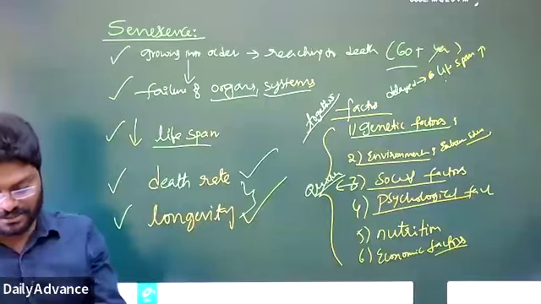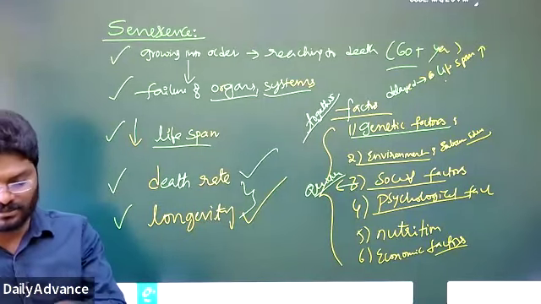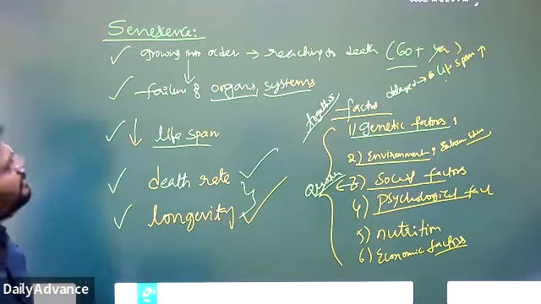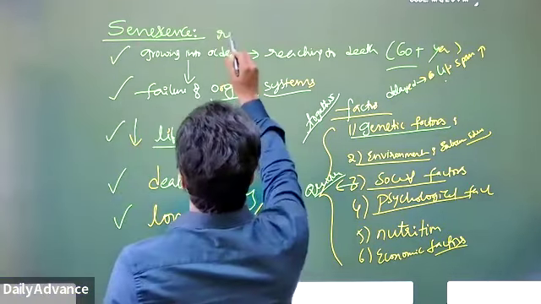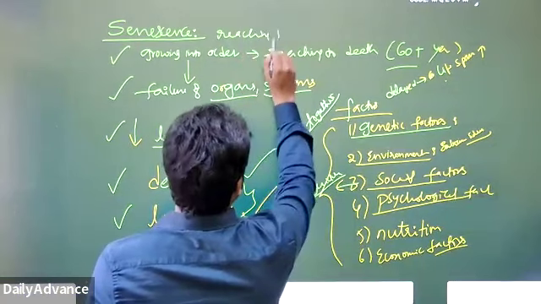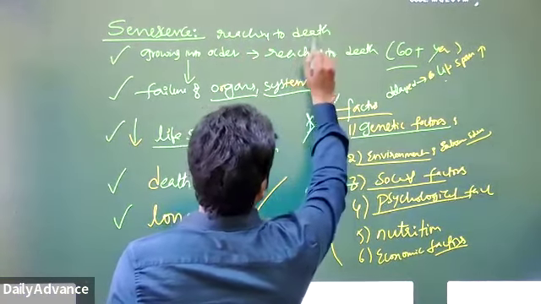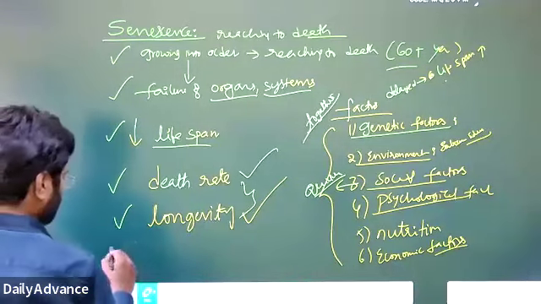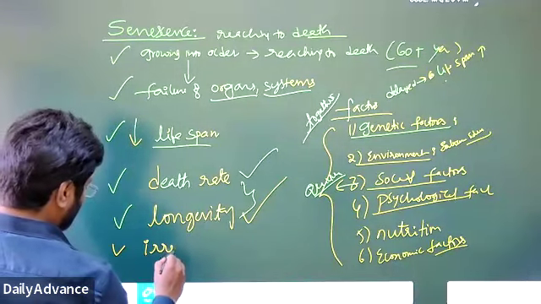So when age is advancing, the failure of organs, cells as well as systems is nothing but senescence. Senescence is nothing but reaching towards death. Okay, so these changes are irreversible.